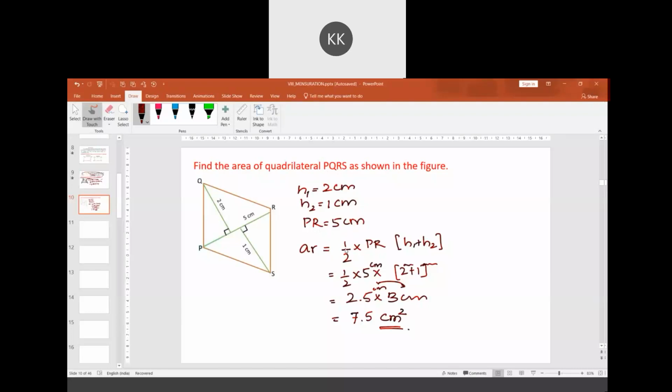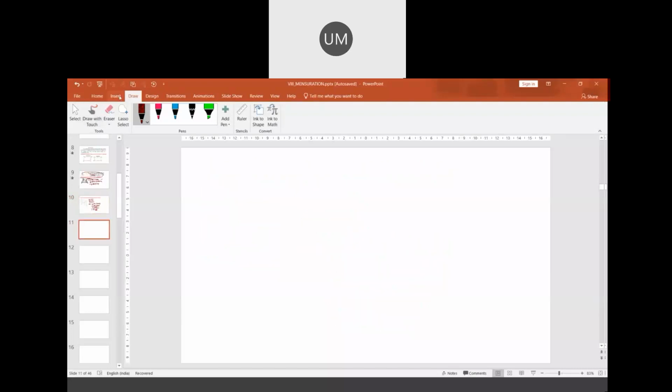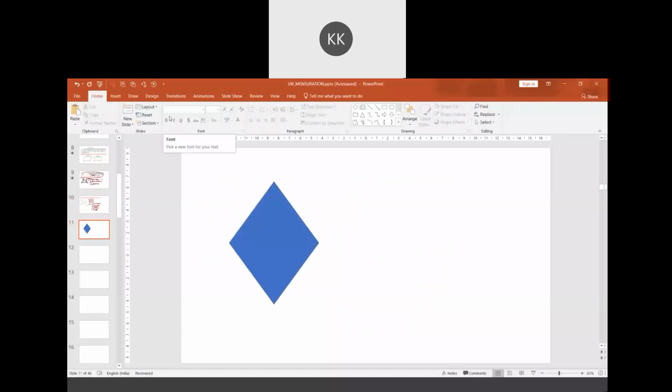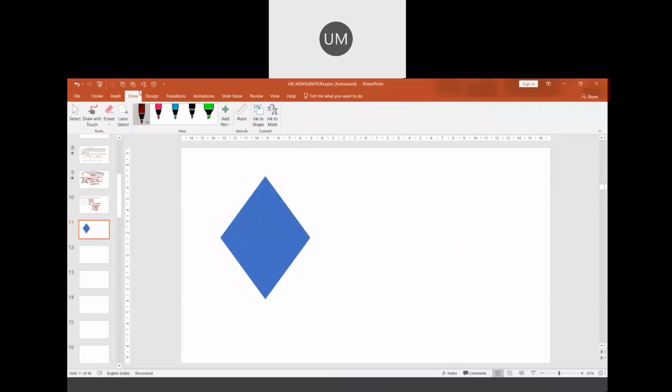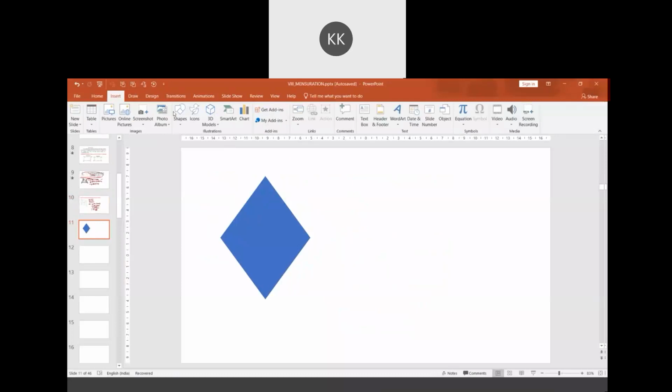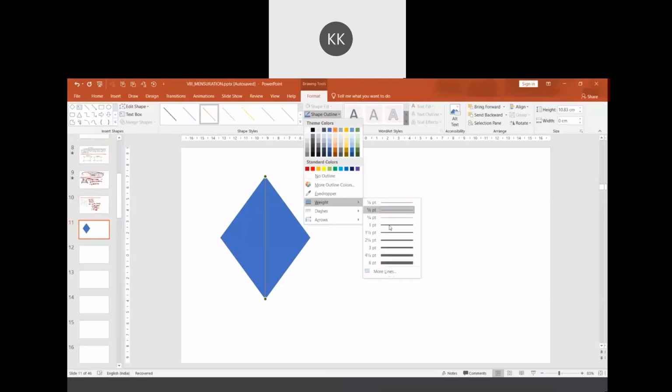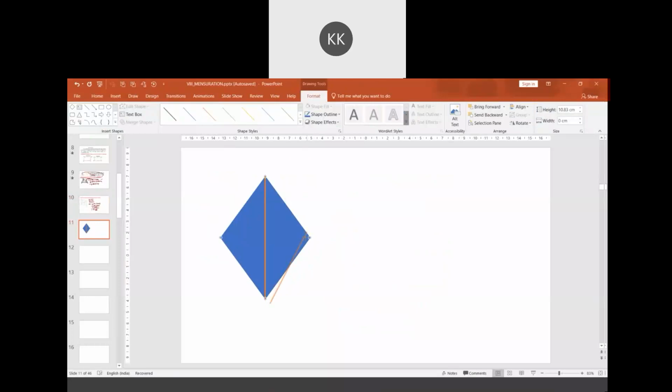Suppose I consider another quadrilateral which is something like this. What is this figure? Rhombus. It is called a rhombus. And we all know that in a rhombus there will be two diagonals. We also know that these diagonals are perpendicular bisectors of each other.